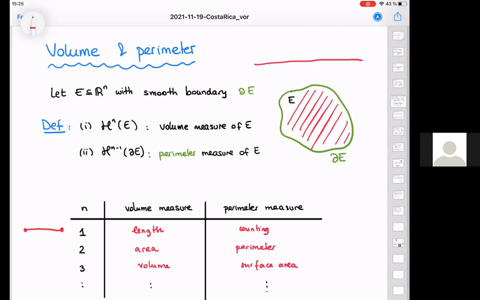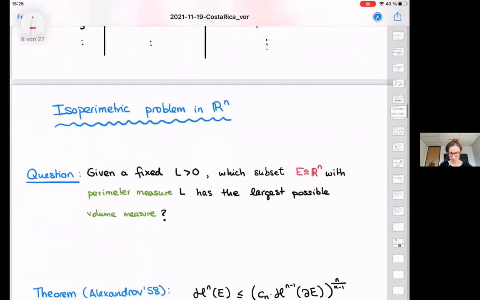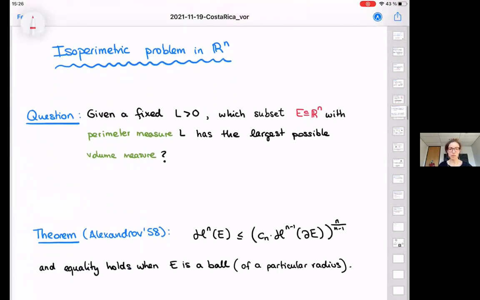And then for more dimensions, we don't have any specific word. We just talk about volume measure, perimeter measure. Now we can write down the isoperimetric problem in R^n using this new language. So fix L a number. We want to find a set in R^n that has perimeter measure L and the largest possible volume measure.